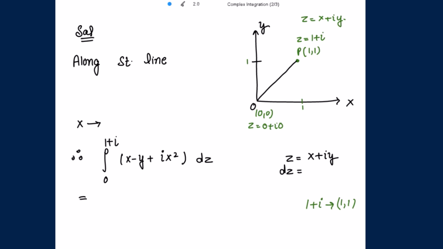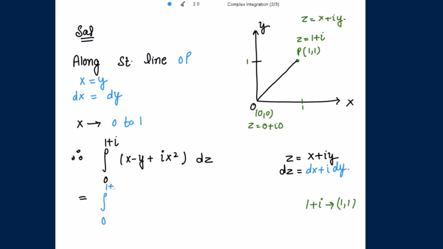Now along the straight line OP, x is equal to y. That means dx is equal to dy, where x varies from 0 to 1, and y also varies from 0 to 1. Okay, so let's evaluate this. Now, if z is equal to x plus iota y, what is dz? It is dx plus iota dy.